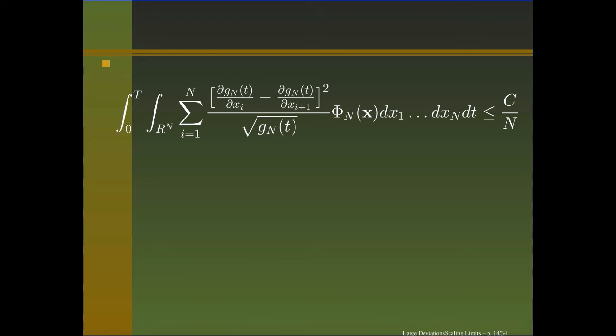So if your initial entropy, which is usually proportional to the volume, so it's natural to assume that initially your entropy was bounded by a constant times n, then the Dirichlet form, the integral from 0 to infinity, in particular from 0 to t, is dominated by a constant over n. This is very useful information, and one can extract a lot of things from it.